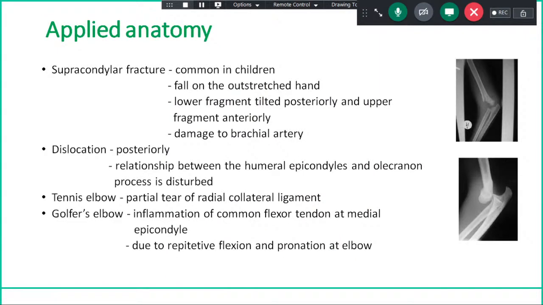Okay. Now coming to the applied aspect, this you have already done while doing the humerus, and so you have seen the supracondylar fracture, which is very common in children. All these applied aspects we are giving you right now, just so you should know, because this will be dealt with in a detailed manner later on when you go to the other semesters.